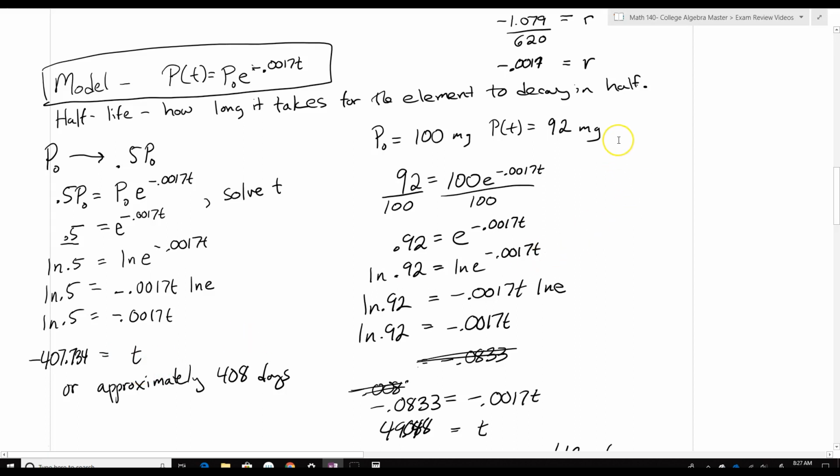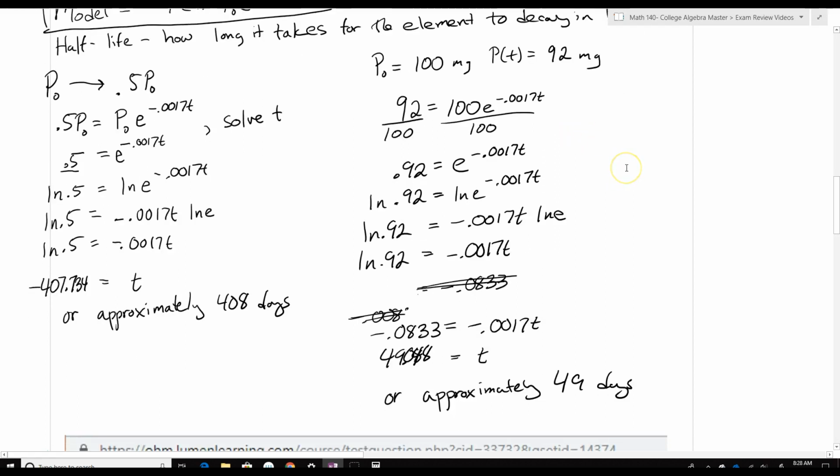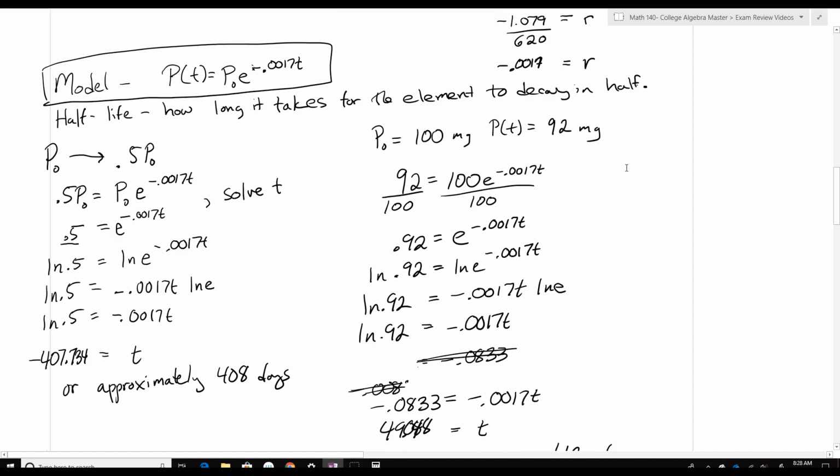Same thing here when we're asked to find the specific amount left after a specific number of days, or to find how long it takes to get a specific amount using our model. And that is, again, just utilizing that general model for the exponential.